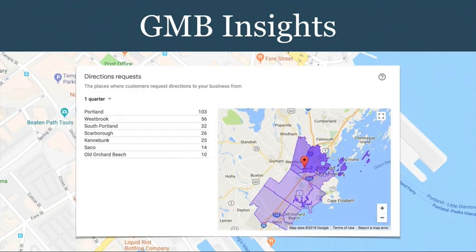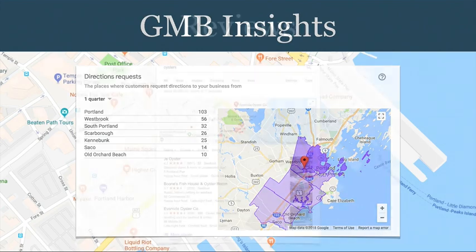This was another one that I thought was really interesting. So you can kind of see where people are requesting directions. This might help you get a better understanding of where your audience is and maybe where you want to target your ads, whether they're Google ads, Google Map ads, or Facebook ads. So you can see that people who requested directions were from Portland, Westbrook, South Portland, and so on. Definitely some neat stuff. And if you are a local business and this is like your livelihood, then this is really the kind of stuff you want to focus on.